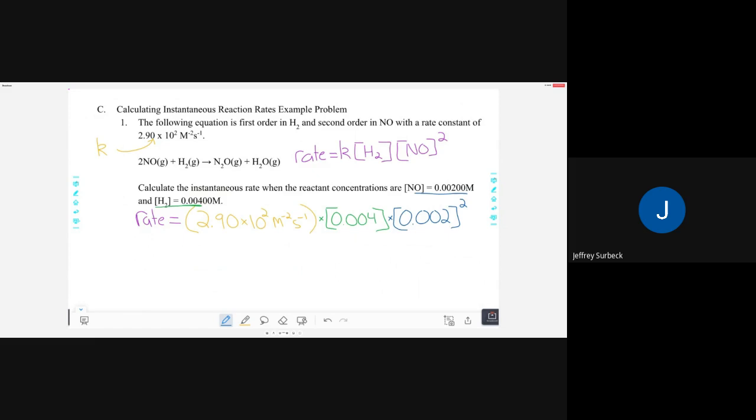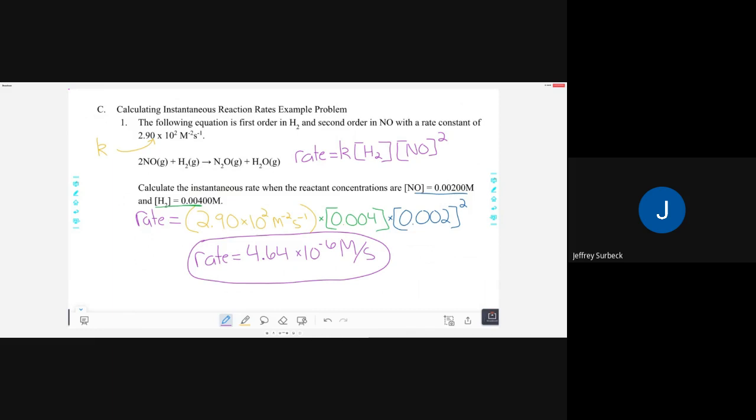When you do this, you get an answer. In scientific notation, our rate is equal to 4.64 times 10 to the negative 6. And I'll ask you this: what unit should our rate be in? M negative 2 s negative 1? Not quite. M per unit time, which our time is s, per second. So M/s. Questions?